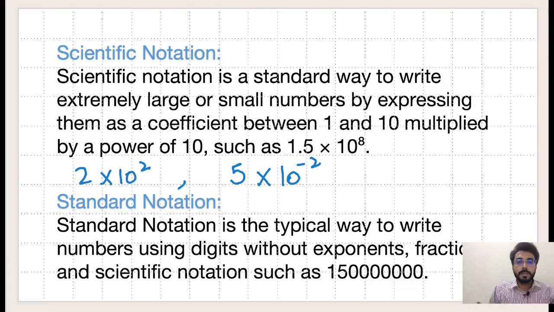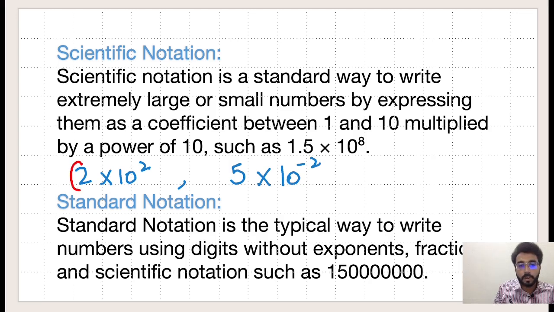First of all, understand the concept of scientific notation and standard notation. Scientific notation is basically, for example, 5 into 10 to the power minus 2. Scientific notation is a standard way to write extremely large or small numbers by expressing them as a coefficient between 1 and 10 multiplied by a power of 10. What does it mean? An example is given here.